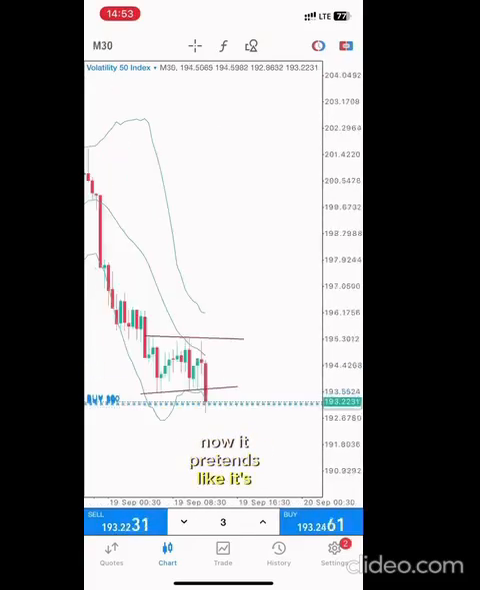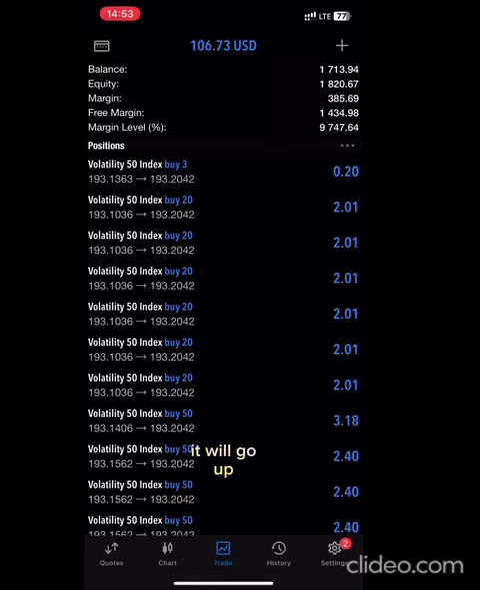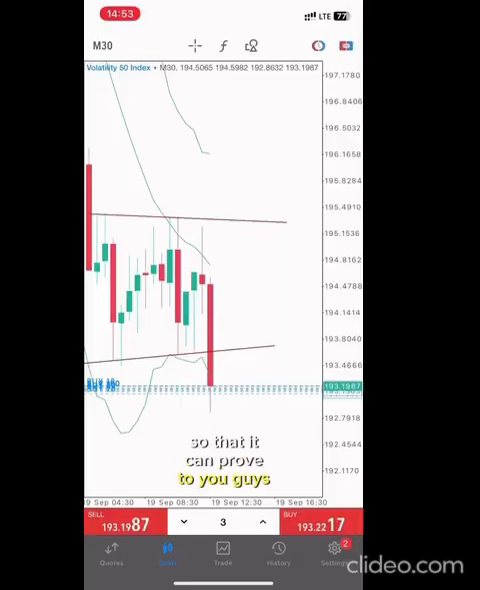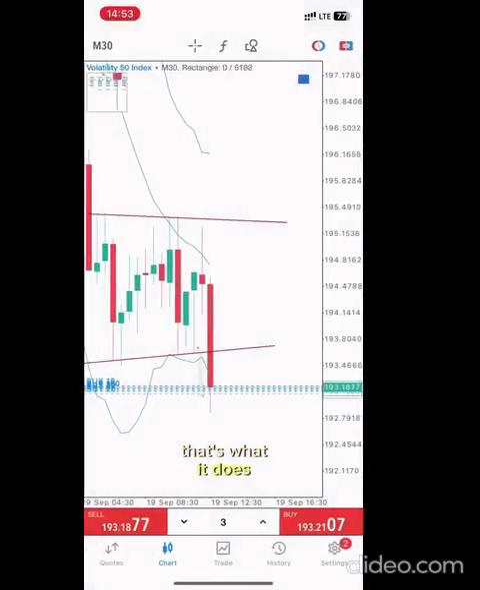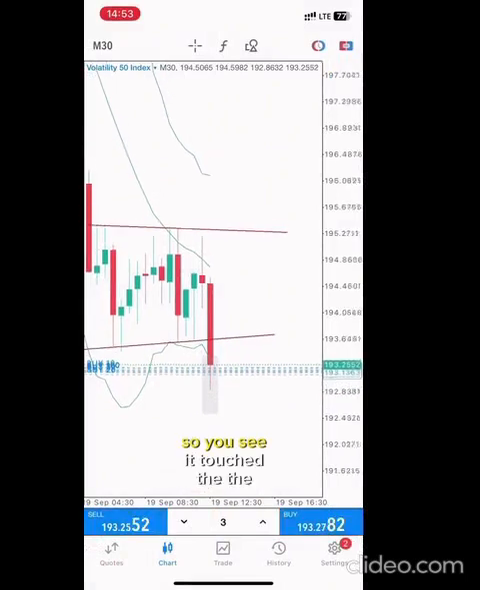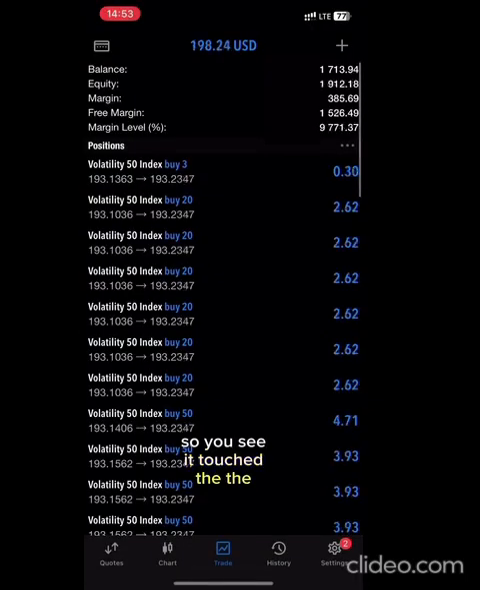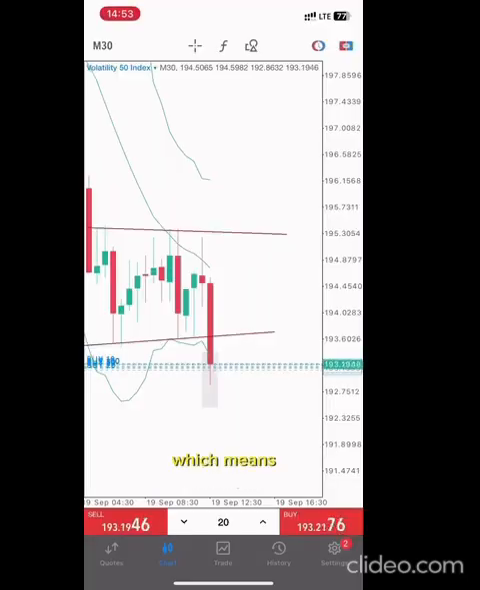Now it pretends like it's going to go down, but no, it will go up so that it can prove to you guys that it was a fake out. That's what it does. So I'll enter that trade the same way as I entered the other one. You see it touched the bottom part of the Bollinger Band, which means it's going to retest.